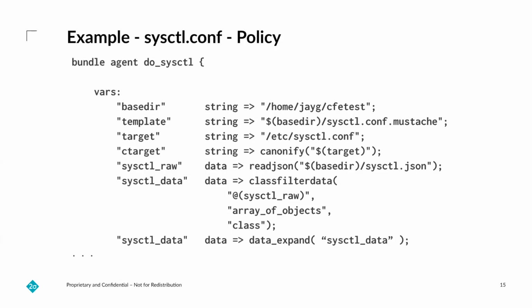So here's this bundle agent do_sysctl. In the vars section, we define a template and a target for the template. And then we define this canonified target so that we have something that we can use in class statements going forward. So we read that JSON file into sysctl_raw using readjson.